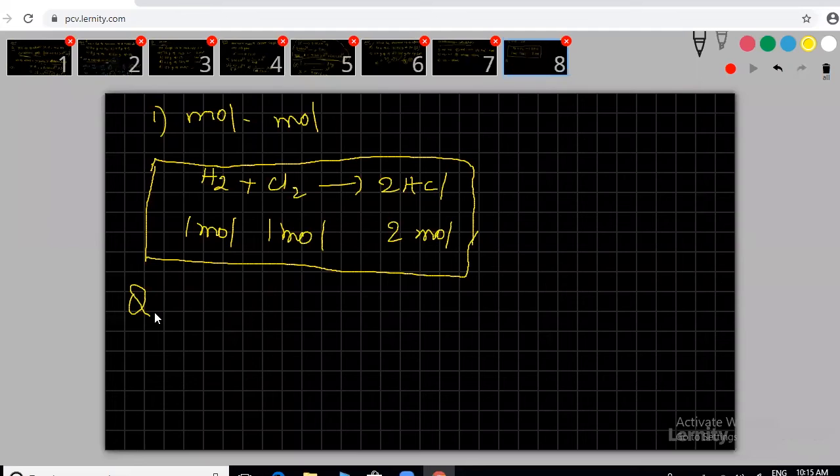0.25 moles of H2 reacted with Cl2 and form HCl under given conditions. Calculate the number of moles of HCl formed. Calculate the HCl formed in this reaction.